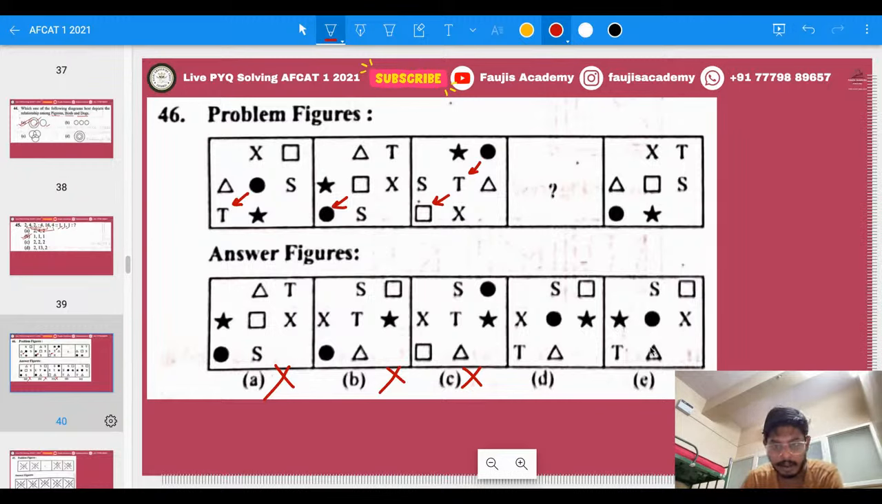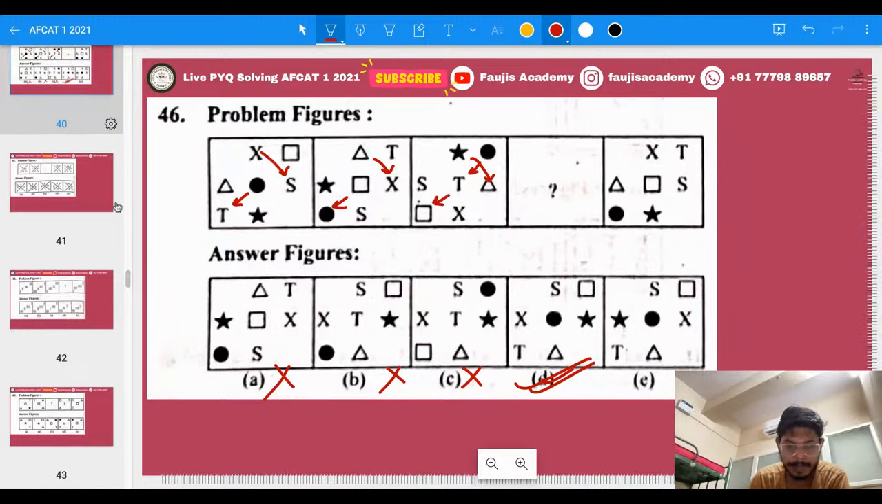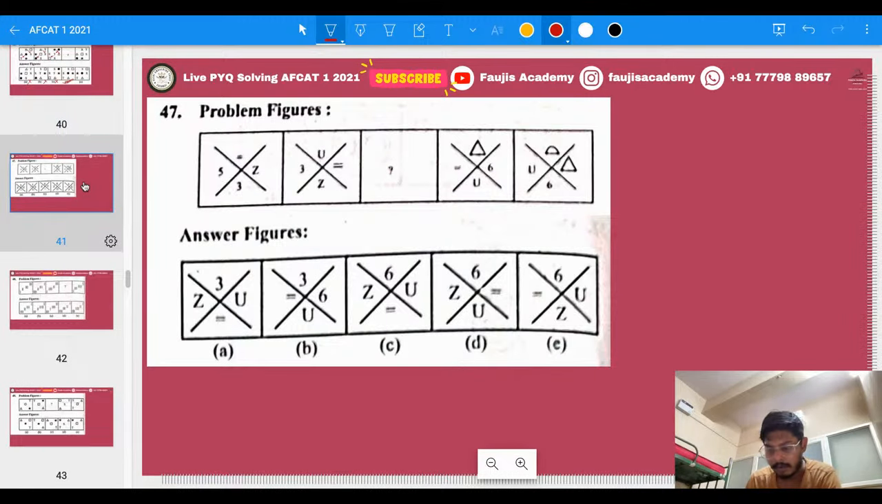So yeah, C and D, they are already there. Okay. And now this X shifts here, the triangle is shifting here. So this star will also shift here. Okay. So if the star also shifts here, question 46, how much? The answer will be D, guys. Okay. 47. 47, guys. Okay.